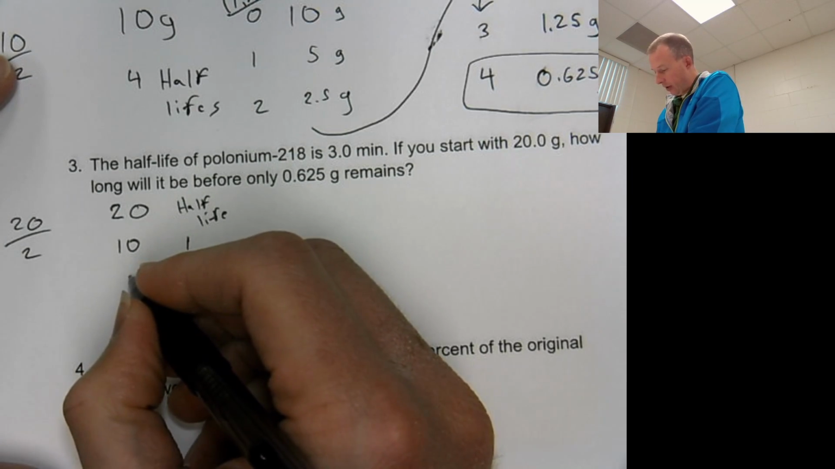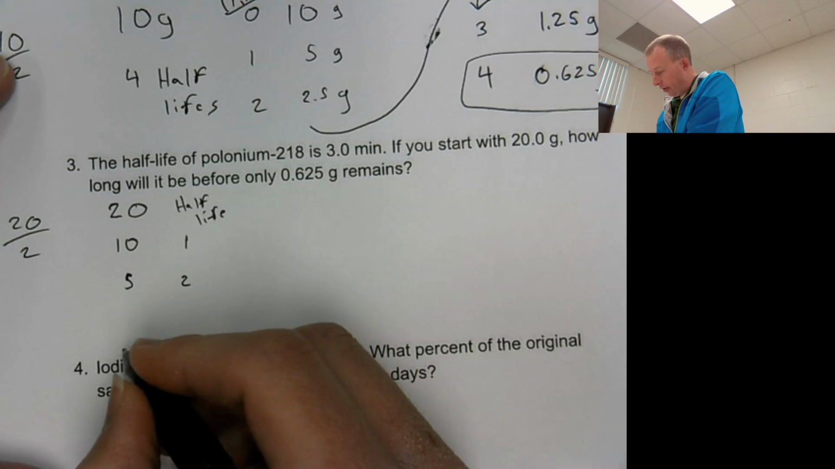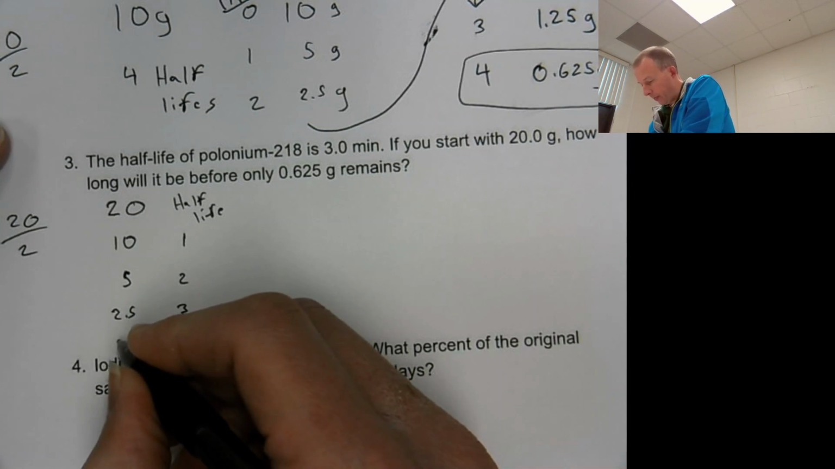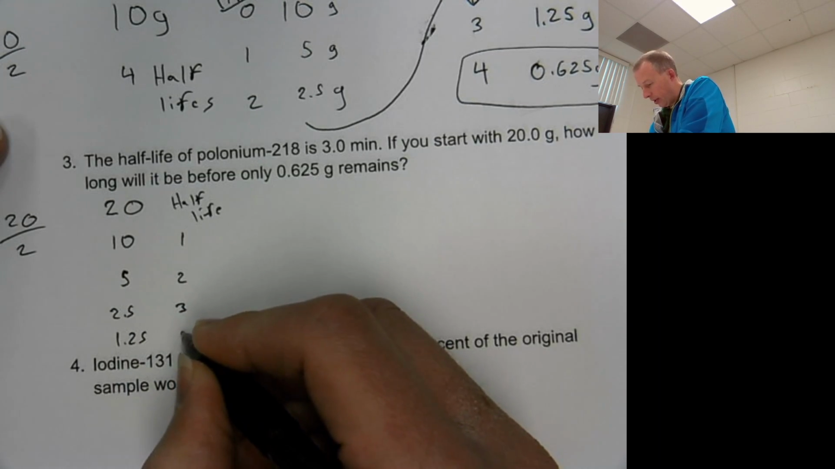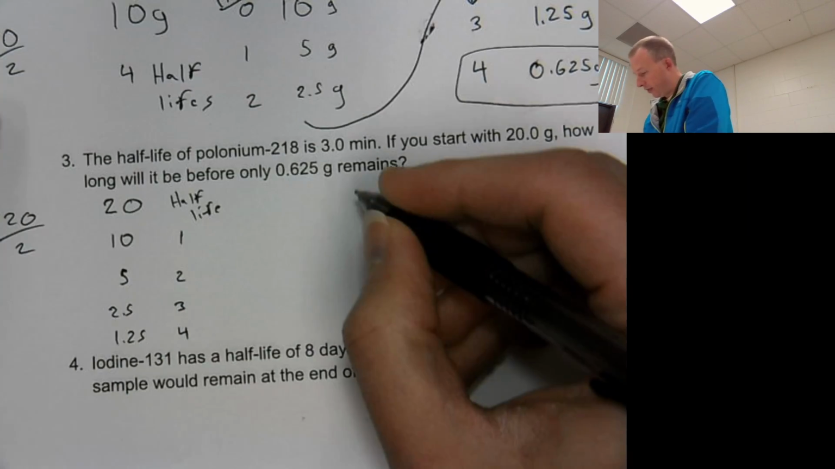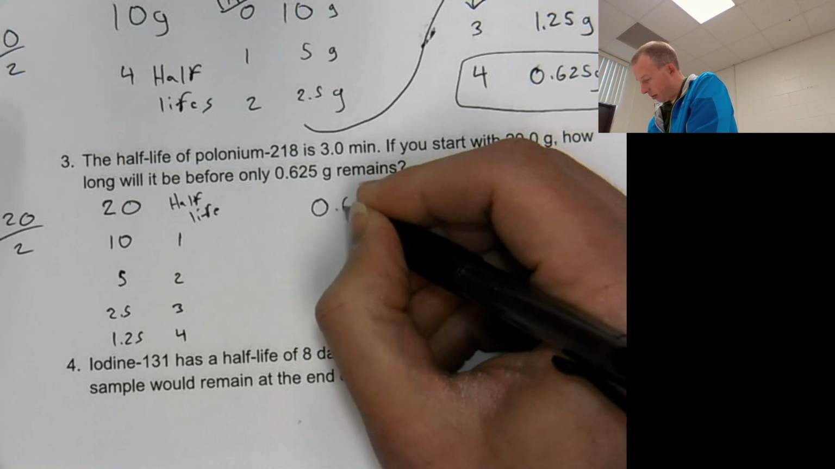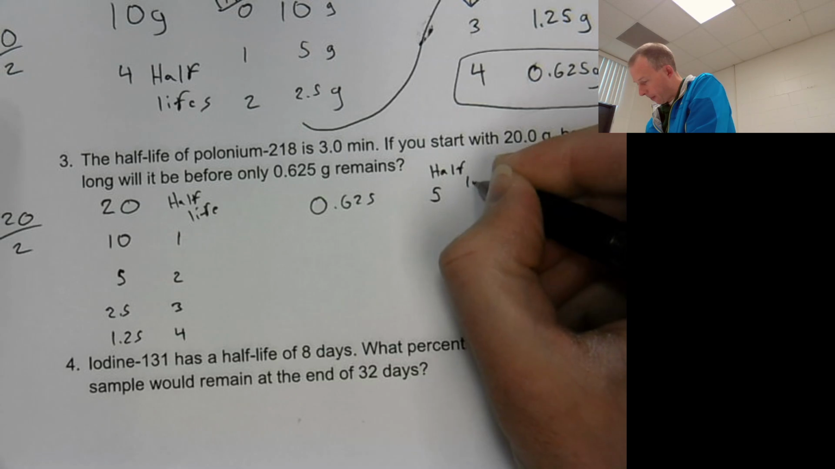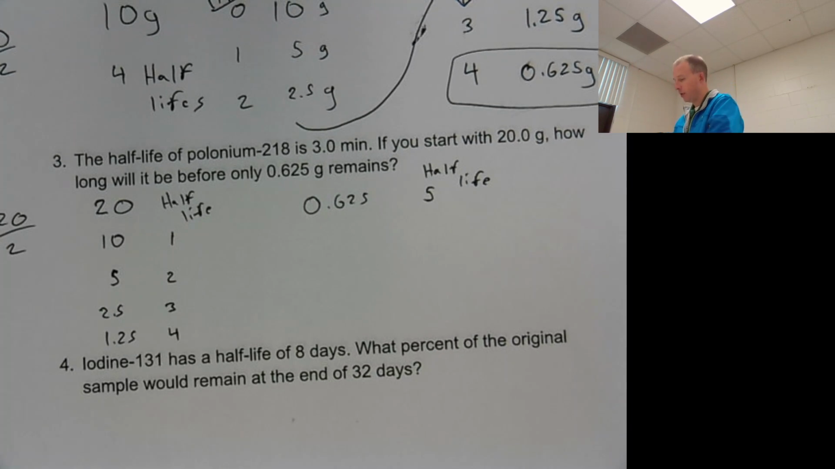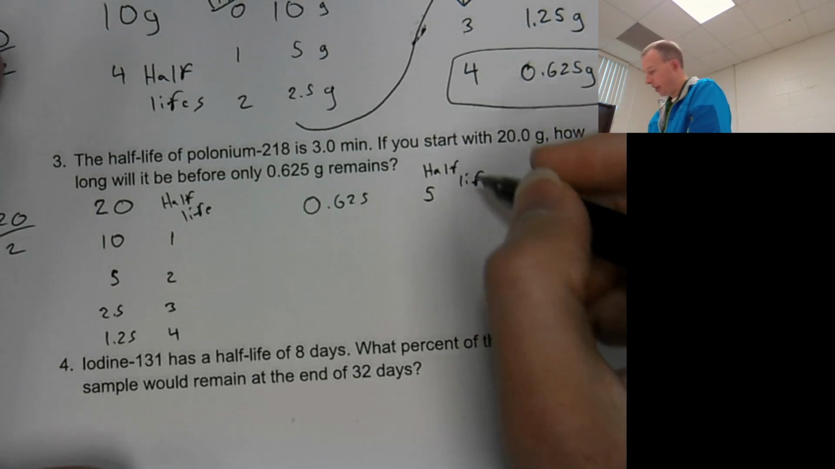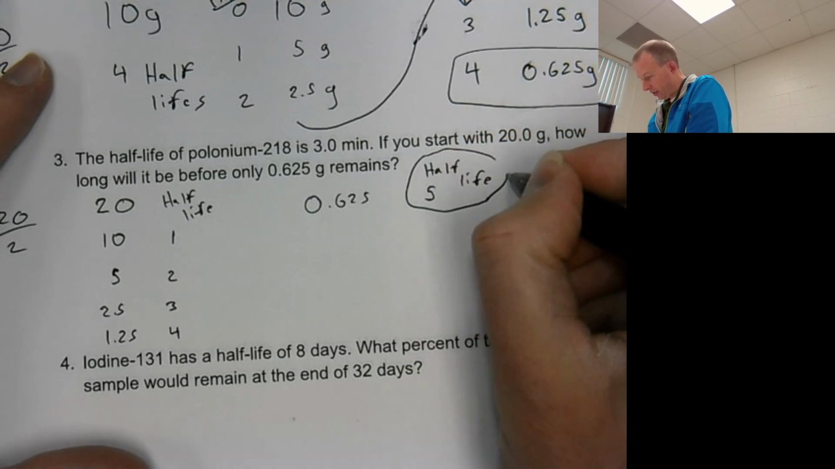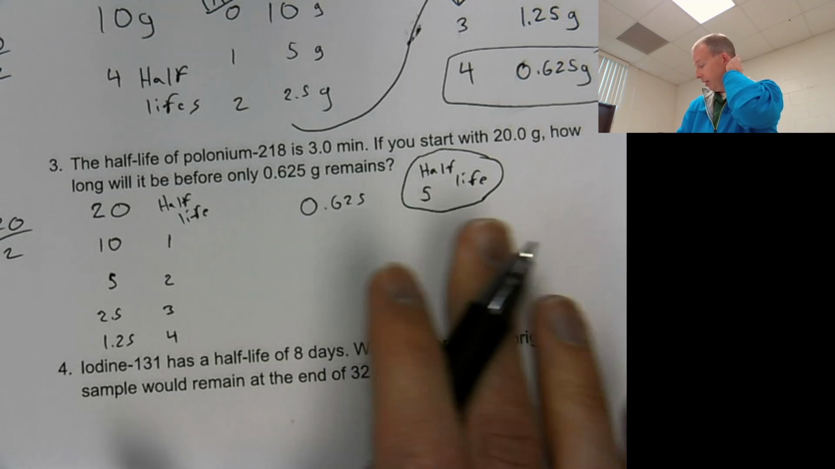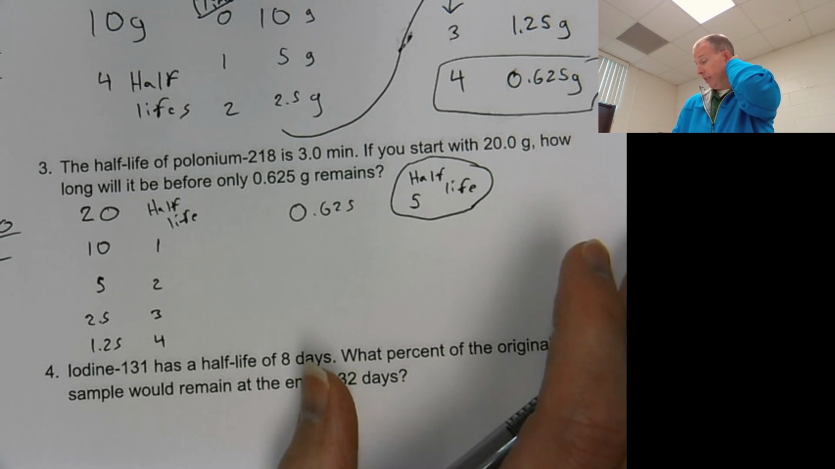It's 1. Then 10 divided by 2, 5. That's 2 half-lives. 5 divided by 2, 2.5. That's 3 half-lives. 2.5 divided by 2 is 1.25. That's 4 half-lives. 1.25 divided by 2 will give us 0.625, and that will be 5 half-lives. All right. So that tells us that it will take 5 half-lives to get to this amount of polonium remaining. It'll take that many decay rounds to get to that point.